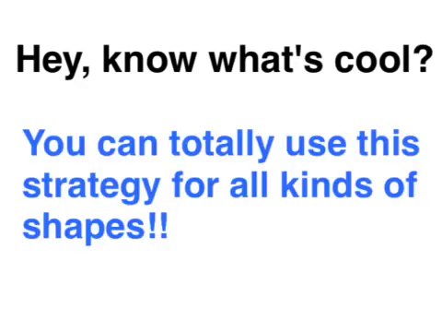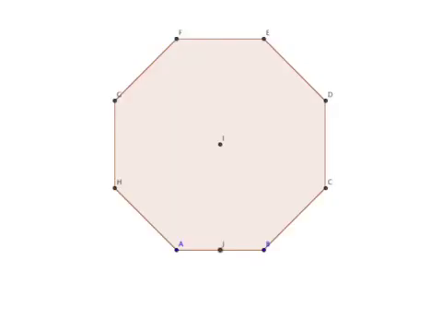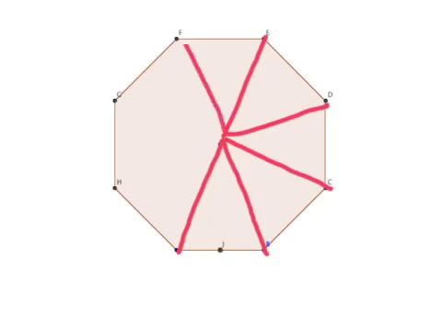Hey, you know what's cool? You can totally use this strategy for all kinds of shapes. It doesn't just work for hexagons. So, for example, here we have an octagon. An octagon has 8 sides. It looks like a stop sign, right? So here's our octagon, and you can see, just the same way, we could cut this up into 8 triangles. And then if we knew certain information about the lengths of the sides and the height of one of those triangles, we would be able to solve for the entire area.